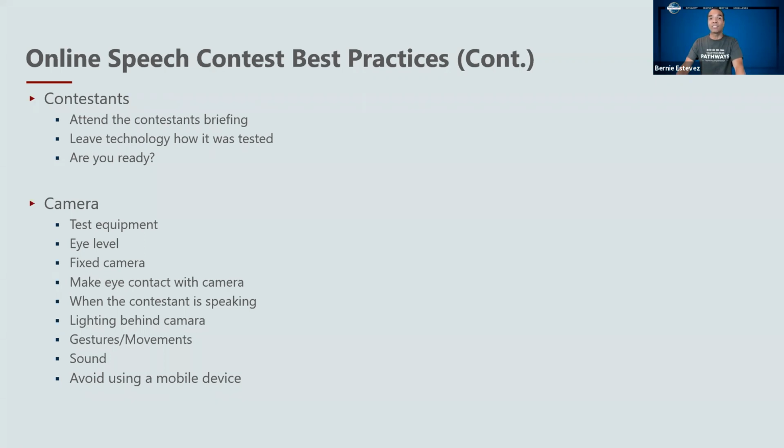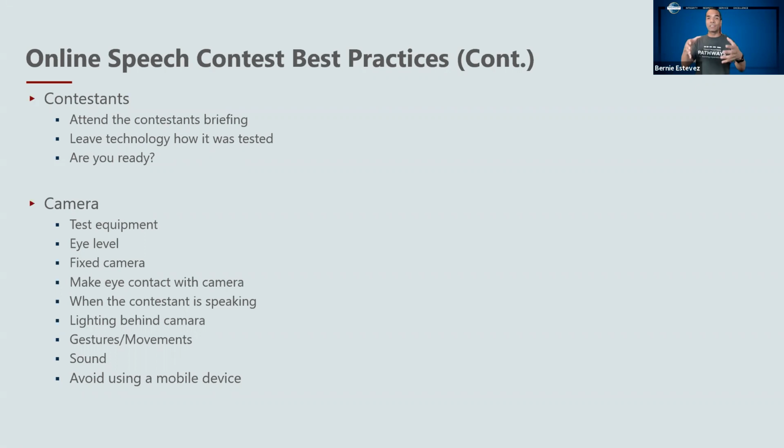TI actually says that you need to be able to see the contestant's expression. So if the camera is not at the eye level, that's going to be a problem because you're not going to be able to see their facial expression. And you also want to make sure that you have a fixed camera. I said this earlier, you don't want a camera where somebody is holding it for you. No, you want to get some kind of stand where it's fixed and it's not going to be moving.